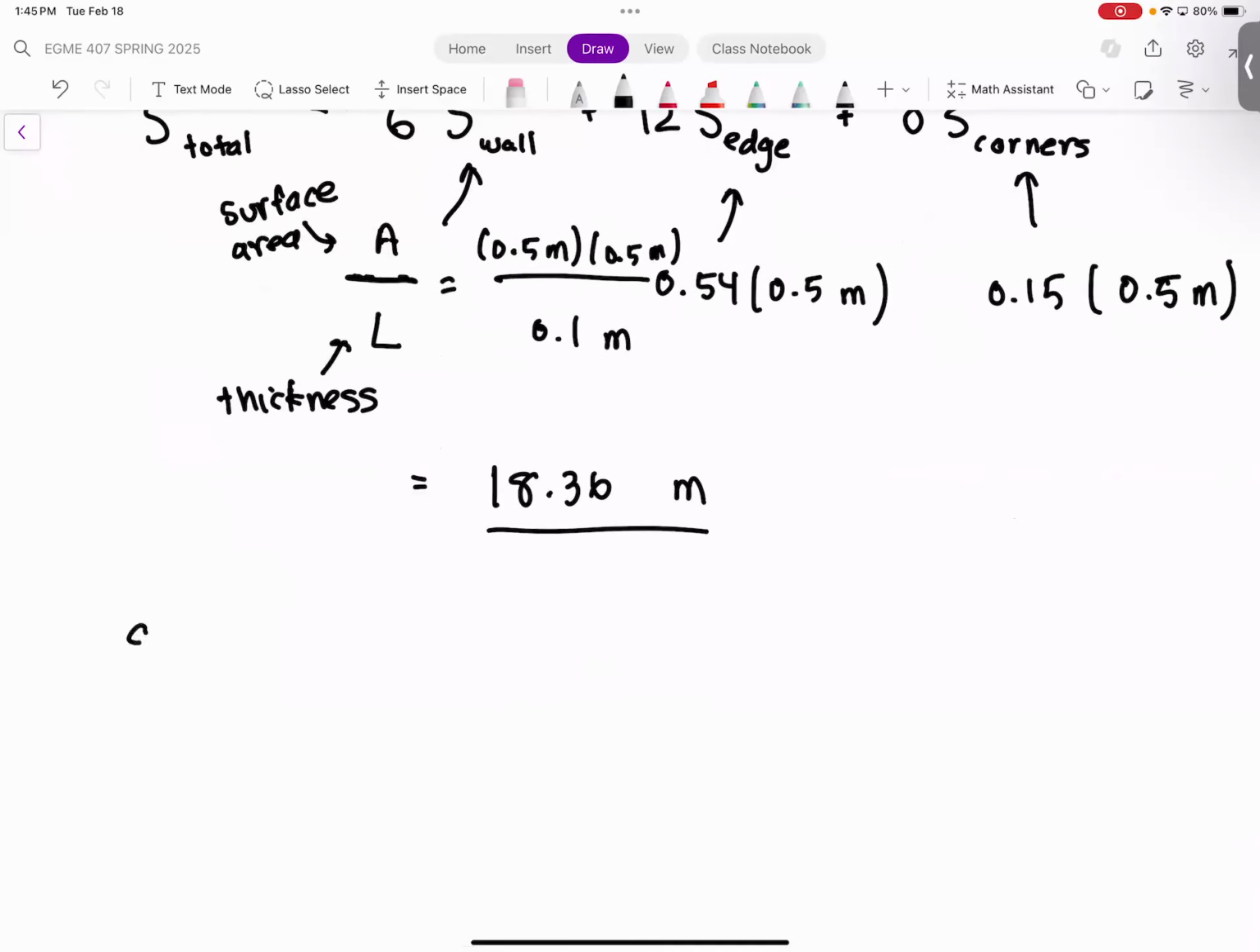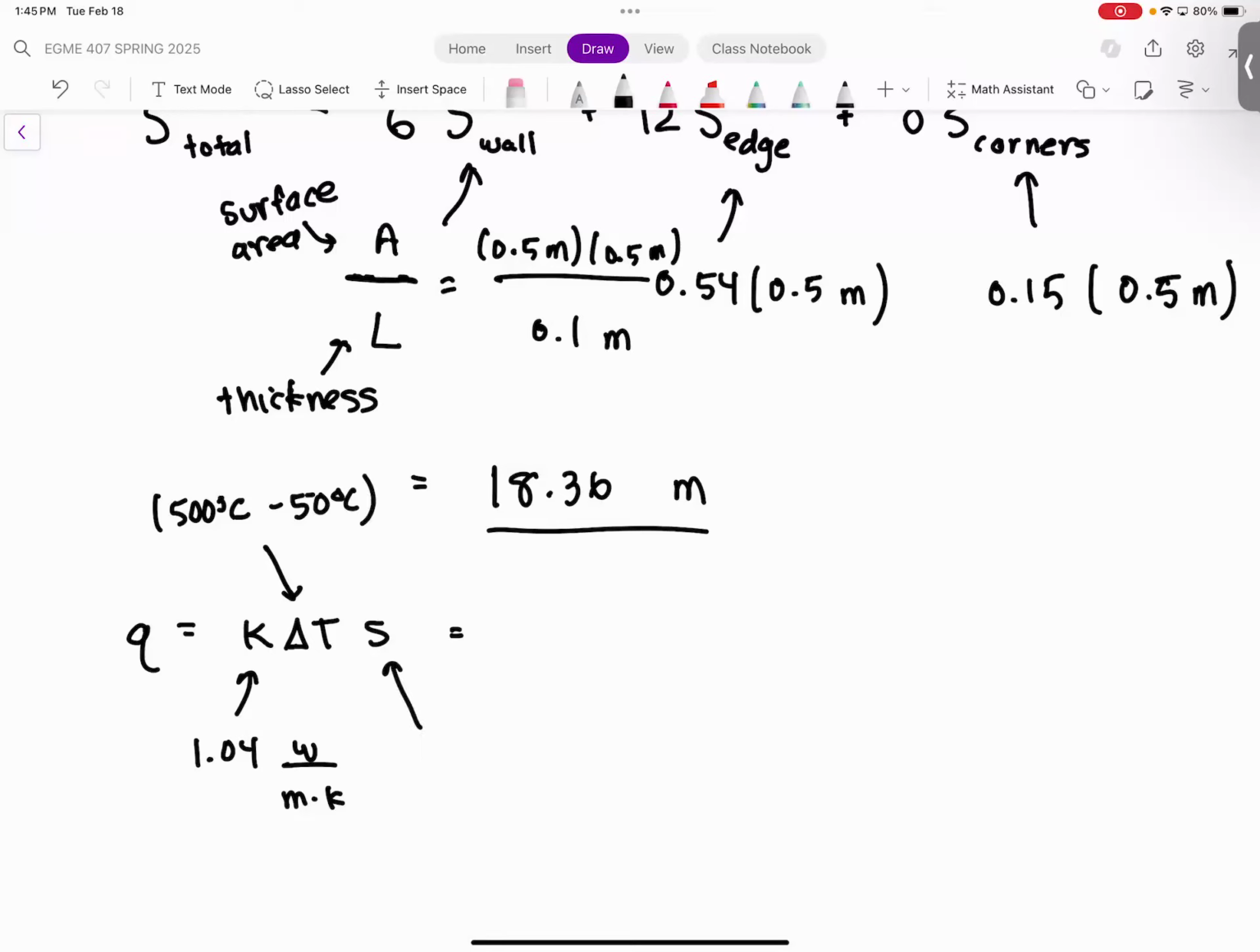And so if we do that, now that we have the shape factor, we get Q is equal to K times delta T times S. We have the thermal conductivity of the wall that was given to us in the problem. So this was 1.04 watts per meter Kelvin. Delta T is just the difference in temperature. So this is 500 degrees C, which is the temperature of the furnace, minus 50 degrees C, which is the temperature of the air. And the shape factor we just computed is 18.36 meters. So the total heat loss from this furnace to the surrounding air is 8.592 kilowatts.